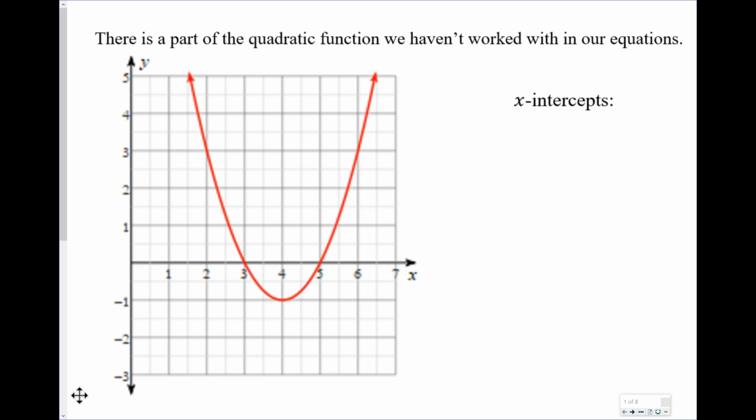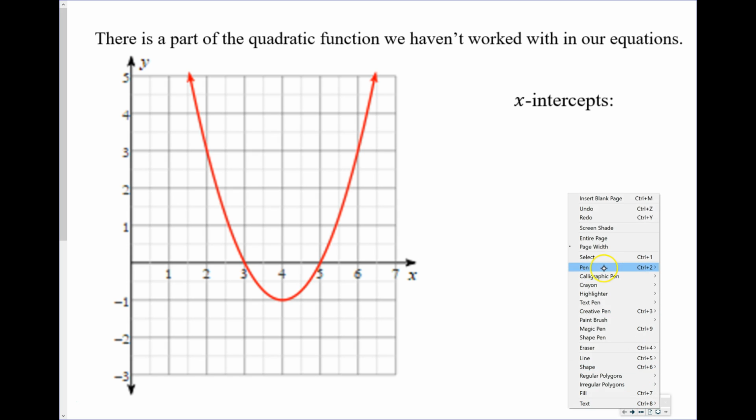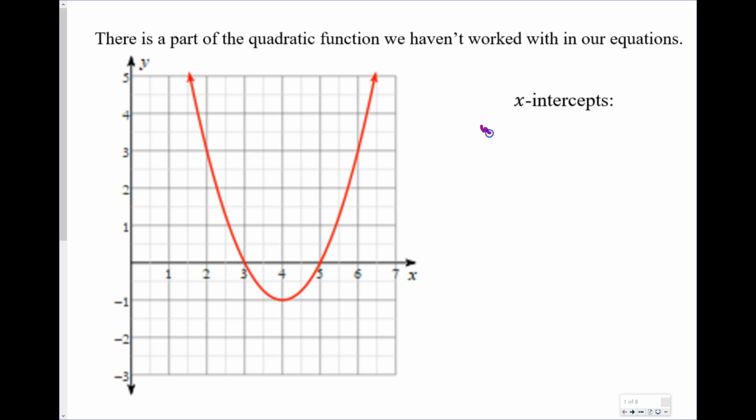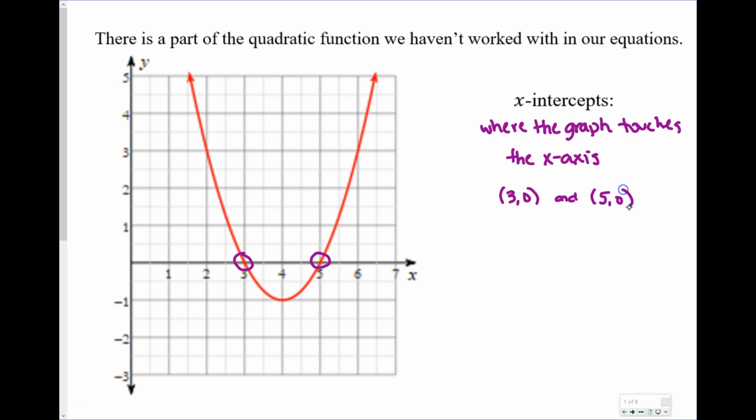So if we remember from the very first learning target, the x-intercepts are where the graph touches the x-axis. So in this example, this right here is an x-intercept, and this right here is an x-intercept. So (3, 0) and (5, 0) are our x-intercepts. These are really, really important parts of a quadratic function.